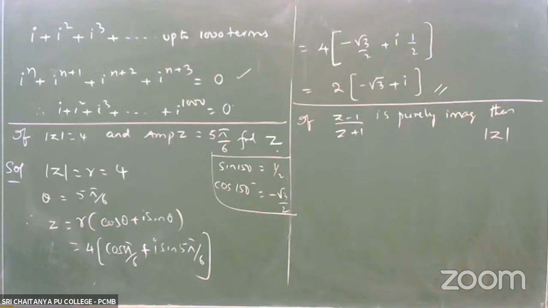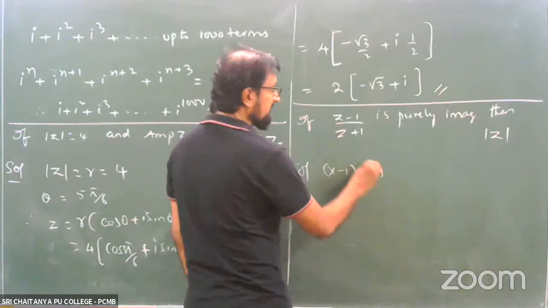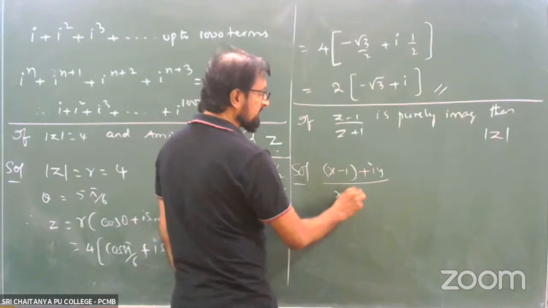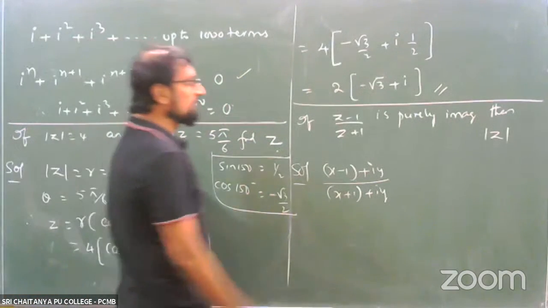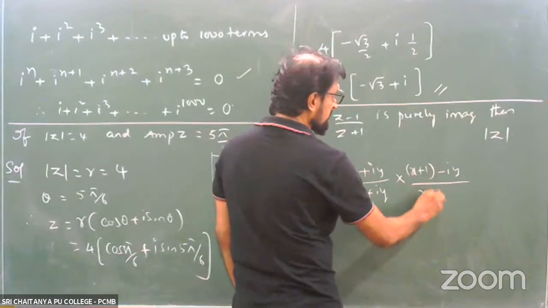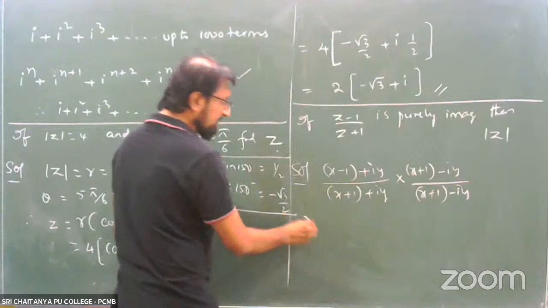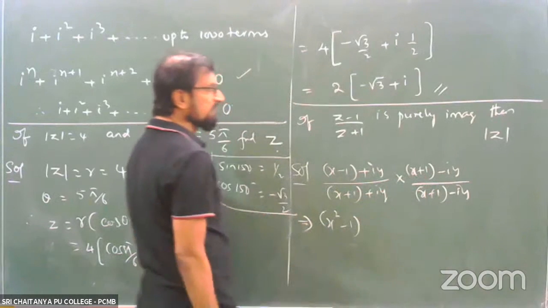So first of all, you should consider z is equal to x plus iy, right? After that, simplifying that one, I am going to do it on the board. z is equal to x plus iy, so it becomes (x minus 1 plus iy) by (x plus 1 plus iy). That is purely imaginary, he has given you. So you just multiply by the conjugate, x plus 1 minus iy by x plus 1 minus iy. Now it becomes (x minus 1) into (x plus 1), which is x square minus 1, right?